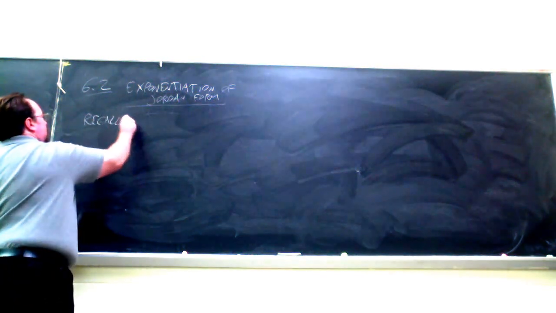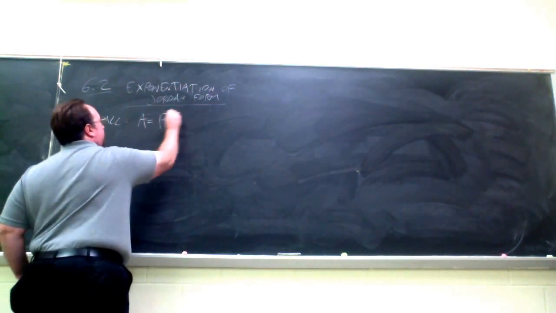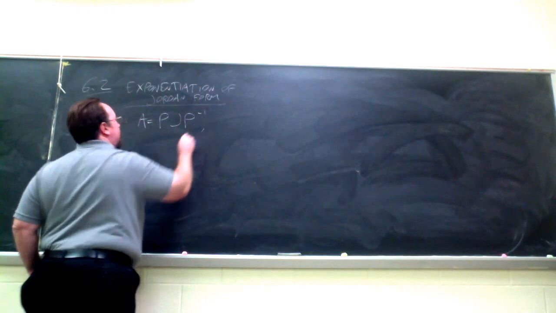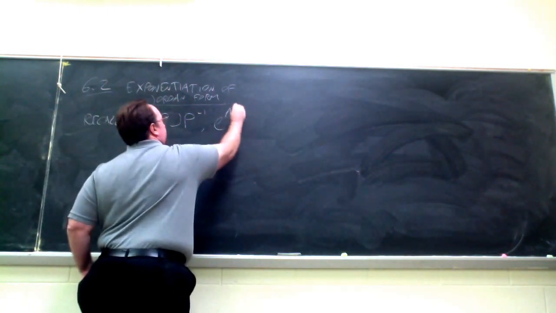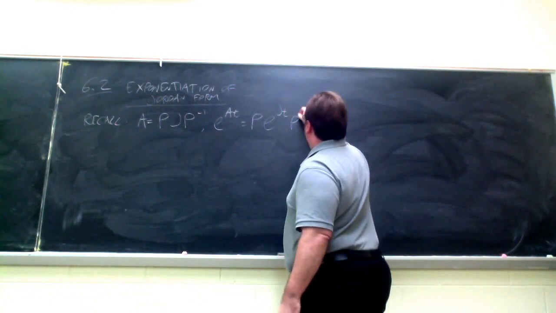So this is really like a subset of 6.2, and then after I finish this, I'll get into the regular stability material that chapter 6 is about. So just a quick recap. A is expressed in terms of its Jordan form, and we really care about the matrix exponential, which just involves exponentiating the Jordan form.